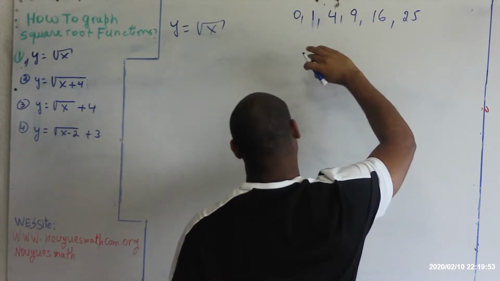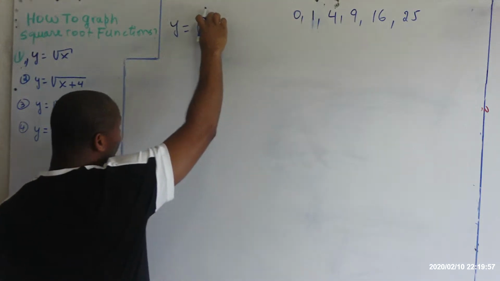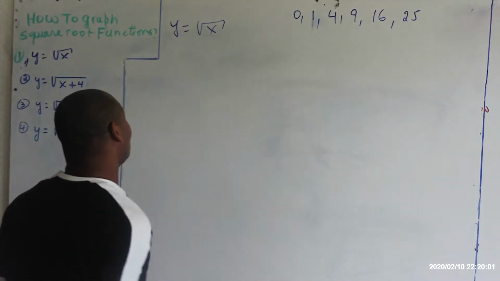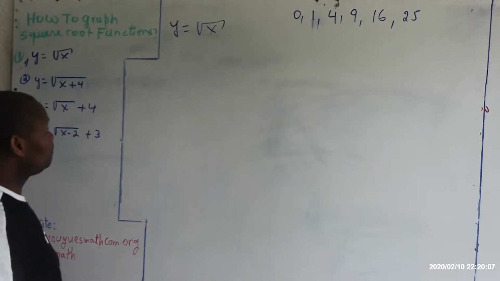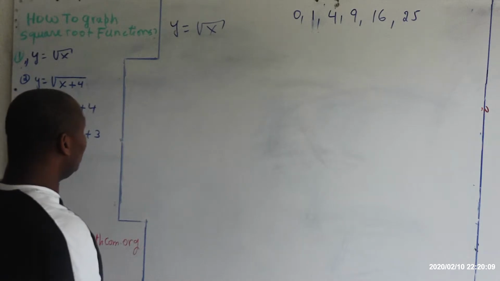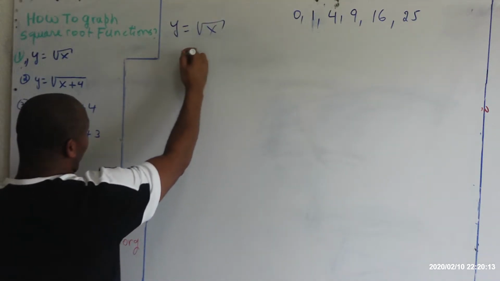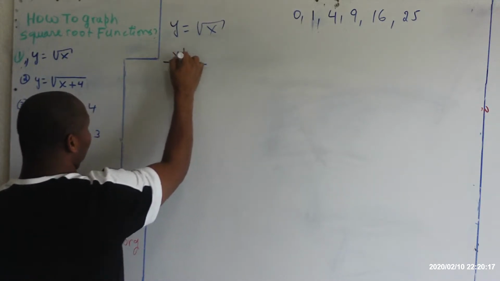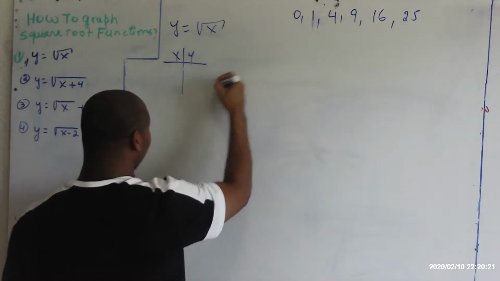So those are the numbers you should replace x by in order to have a perfect square. That will be nicer and easier. So we're going to start plotting numbers. Let's do the table. x, y. This is the function we're going to graph.